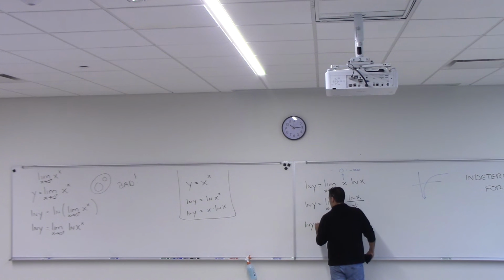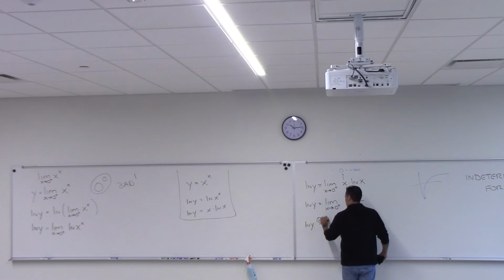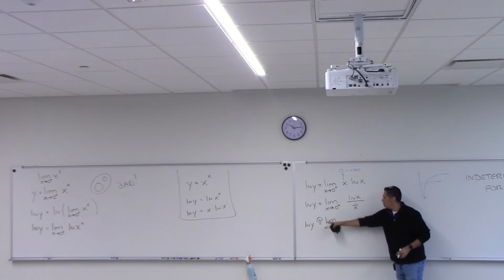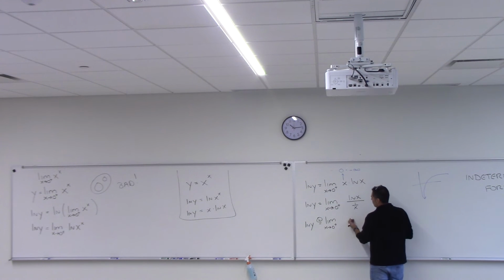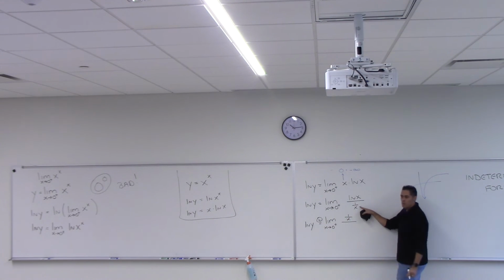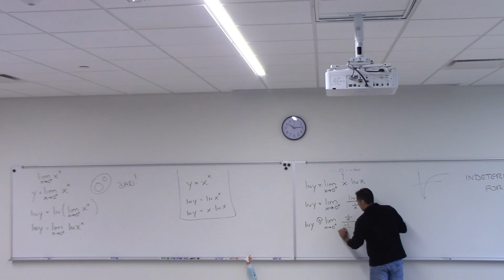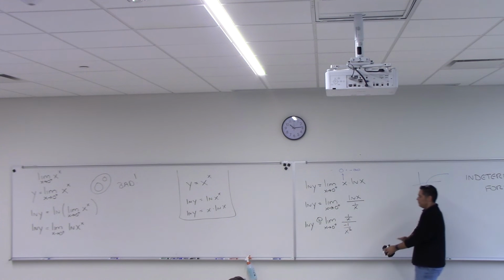Natural log y equals, by L'Hopital's rule, limit x goes to 0 from the right. So I'm letting you know I'm using L'Hopital. I take the derivative of the top. What's the derivative of natural log x? 1 over x. And then what's the derivative of 1 over x? Negative 1 over x squared. We've done that 3 times now today.